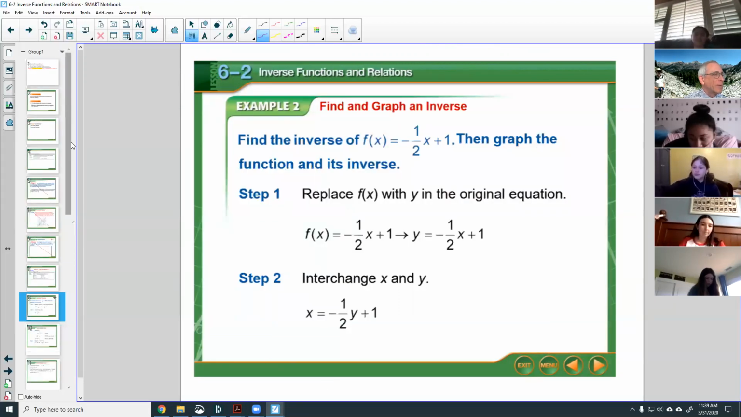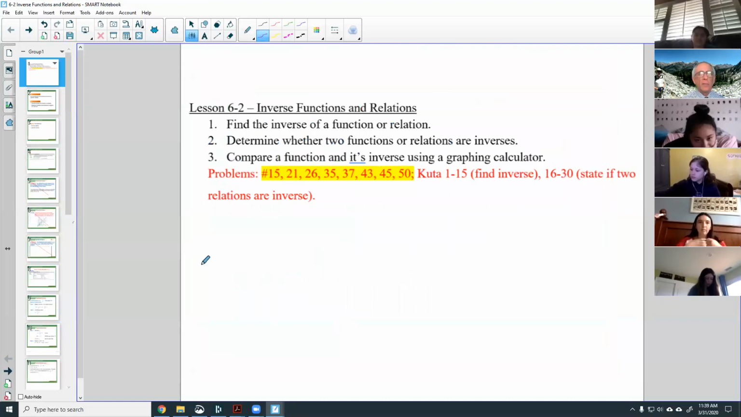All right, so let's go to the top here. This is 6-2, inverse functions and relations. So I have 3 objectives here. I need to find the inverse of a function or a relation. I need to be able to determine whether 2 functions or relations are inverses. And then I need to compare a function and its inverse using a graphing calculator.